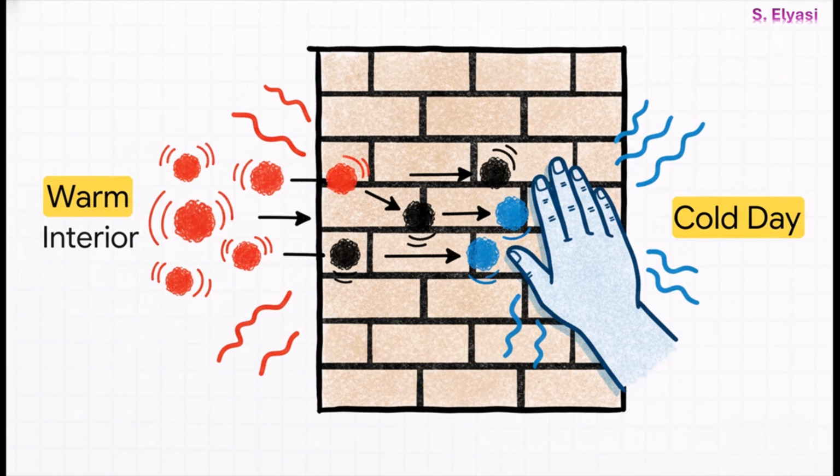And here's how that works in real life. Picture this. The heat from inside your house gets the molecules on the inner surface of a brick wall all energized and vibrating. They start bumping into their neighbors, who bump into their neighbors, passing that energy right through the solid wall until you can feel it on the cold side.